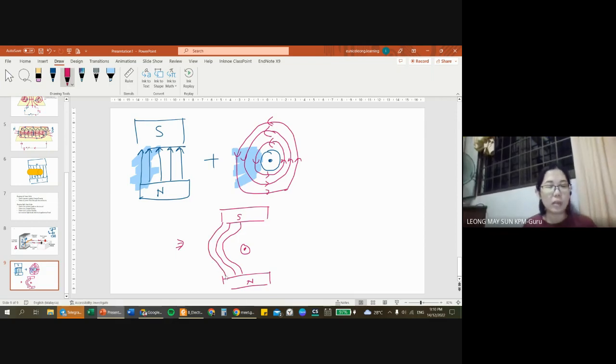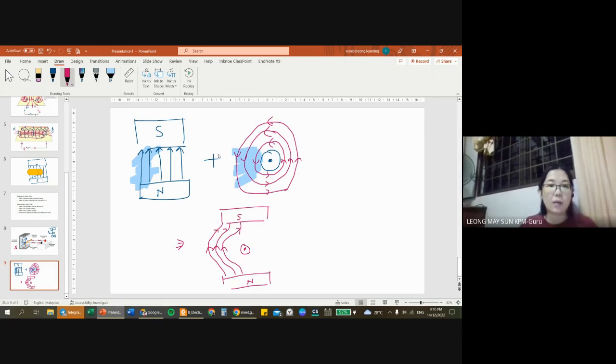Now, which line will it follow? Will it follow the temporary one or the permanent one? My answer is permanent is stronger, temporary is weaker. So the magnetic field lines will follow the direction of north to south.